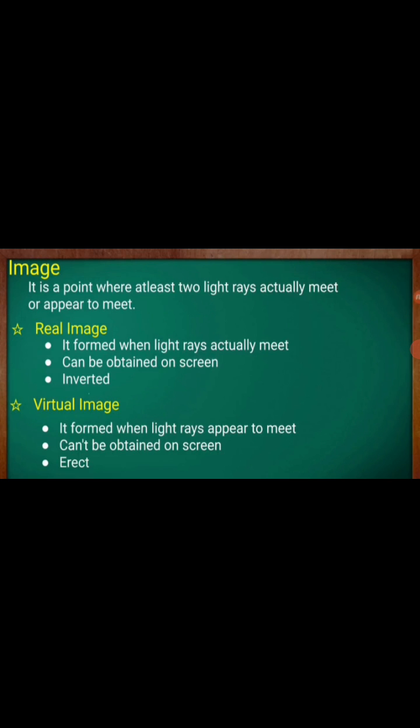We talk about the real image and the virtual image. Now let us see the characteristics of a real image. It is formed when the light rays actually meet. That means real images can be caught on the screen. And remember, real images are always inverted. Whereas the virtual image cannot be caught on the screen. That means though the light gets reflected and these light rays appear to meet, they actually don't meet, they only appear to meet at some point. Therefore, we can say that virtual images are not obtained on the screen and they are always erect.